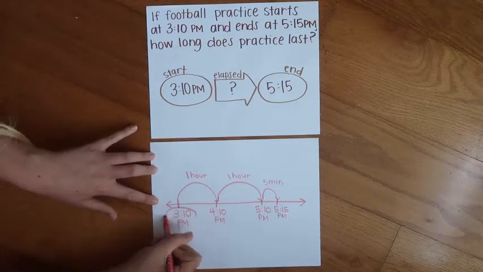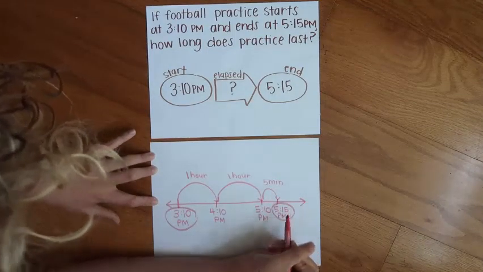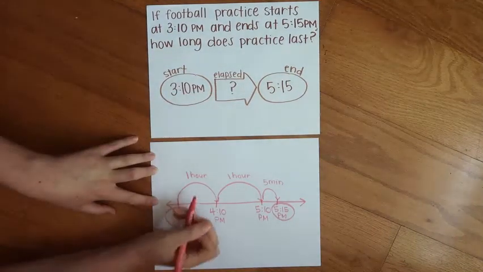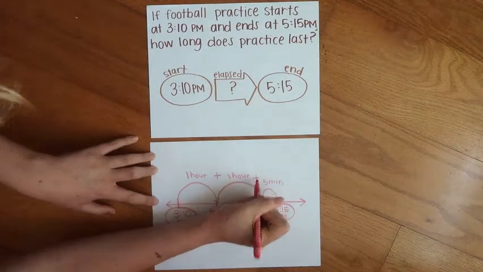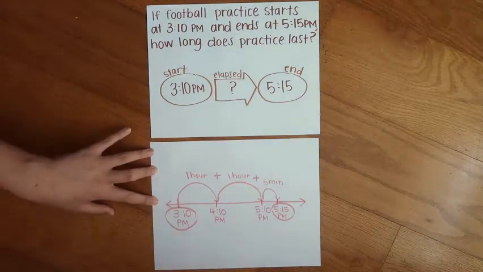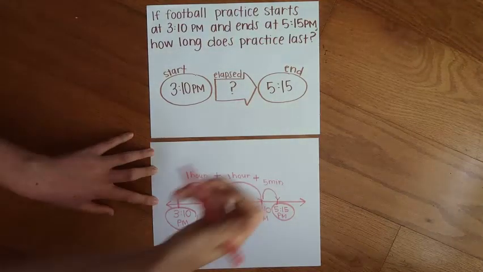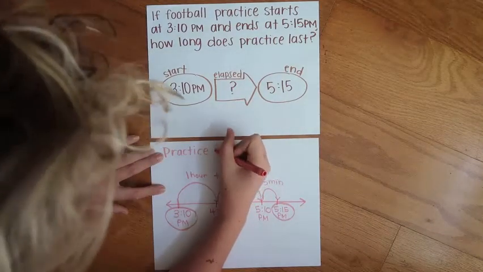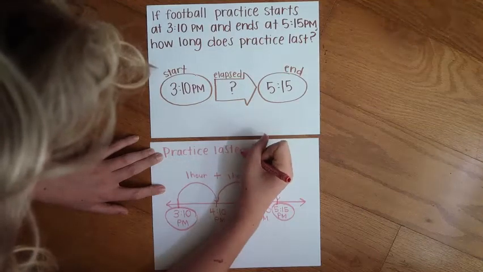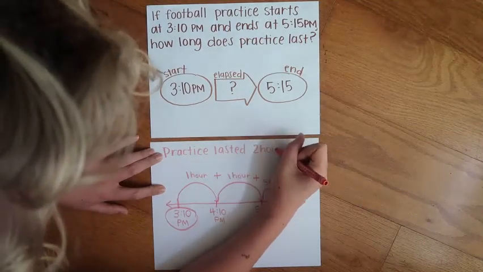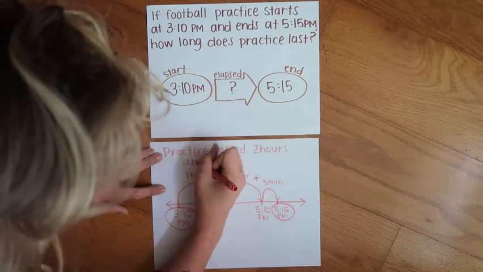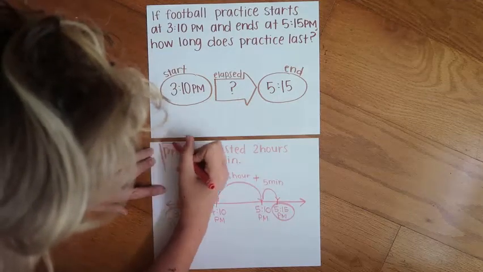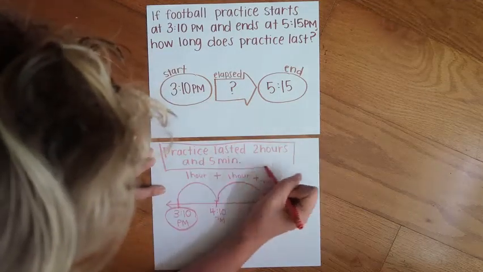So now I have my start time. I've made it to my end time. And the question was, how long was practice? So I have to count up this. 1 hour plus 1 hour plus 5 minutes is 2 hours and 5 minutes. So how long did practice last? Practice lasted 2 hours and 5 minutes. And there we have it.